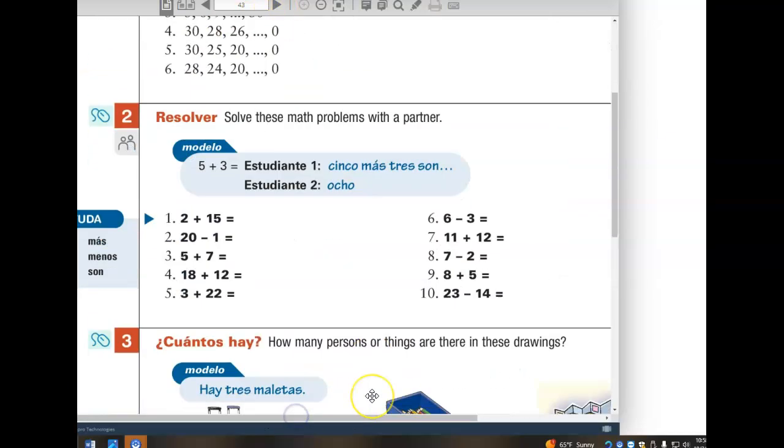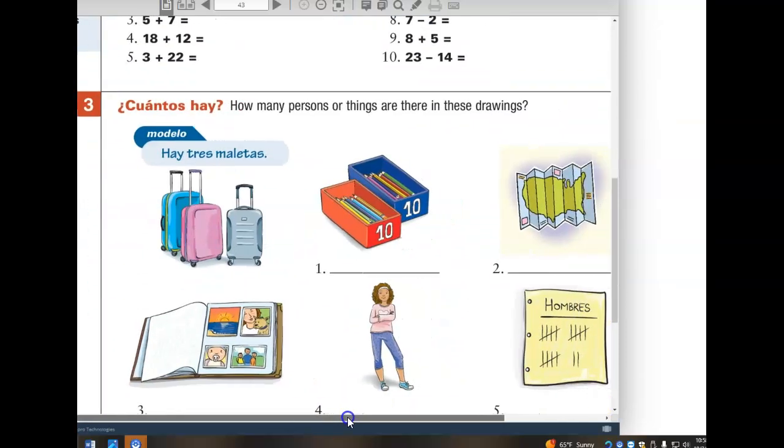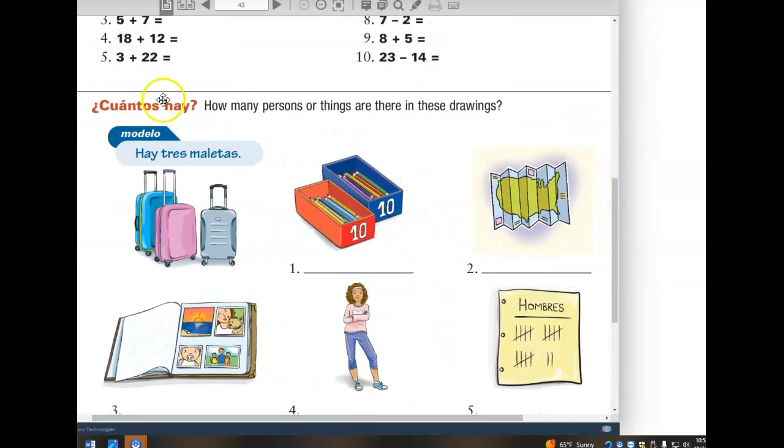So, for activity 3, answer the question. ¿Cuántos hay? How many are there of the following items? For example, ¿cuántas maletas hay? Hay is always going to go at the beginning to say there is or there are, followed by the number, in this case tres, followed by the noun, expressed either in the singular form or in the plural form, depending upon how many of each item there are.